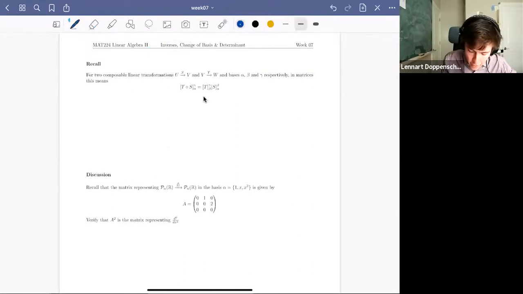I don't know if we can cover all of these things. Change of basis we'll definitely do tomorrow, but the determinant, I don't know how far we will get this week. But that's the game plan for this week.